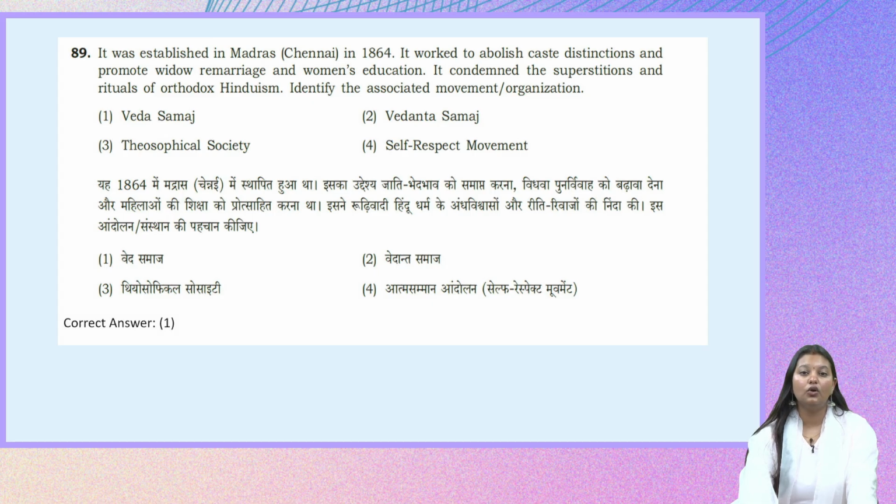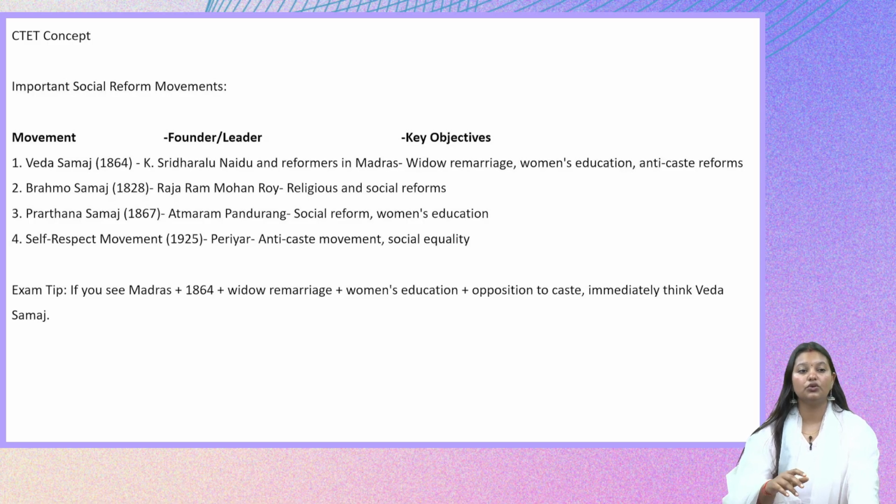So, let us now look at some of the institutions or movements, and who led them and what was their main function. This also becomes important to understand for us so that we remember these key things, because a lot of the times in the SEATED examination they have asked about various institutions and who have founded them. So now let us look at the movement, that is Veda Samaj, that we were discussing. So the founders are various reformers from Madras and also K. Naidu. The objective was widow remarriage, women's education, and anti-caste reforms.